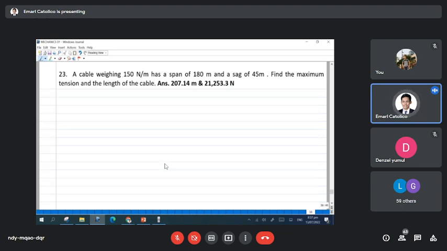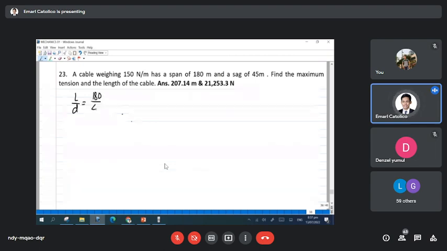A cable weighing 150 Newton per meter has a span of 180 meters and a sag of 45 meters. Find the maximum tension and the length of the cable. So let's first test the span and sag ratio. So 180 divided by 45.